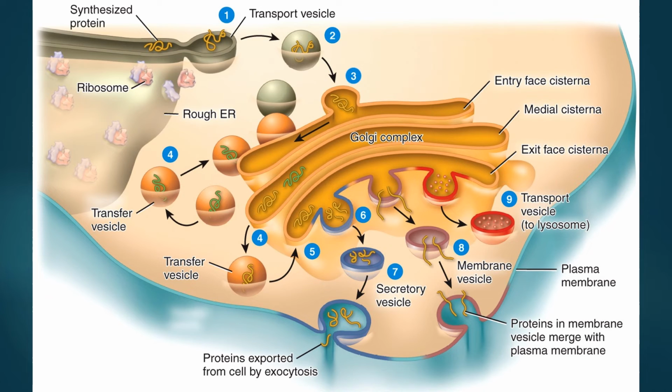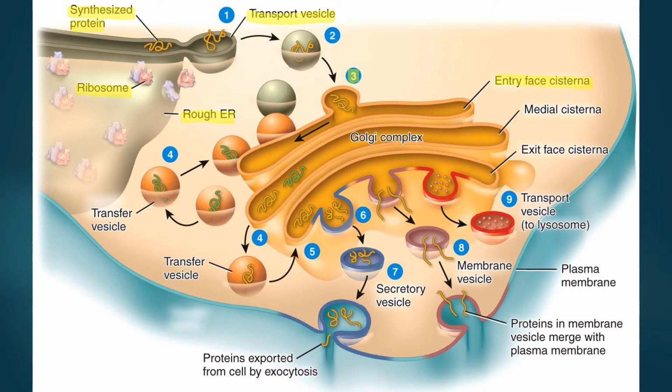So here we can see the Golgi complex in a little bit more detail. We can see here the rough ER on the left side with the ribosomes attached to that rough ER. This little orange squiggle here is a protein that's been synthesized by those rough ER ribosomes, and it gets put into a nice little transport vesicle. That transport vesicle will travel through the cytoplasm into the entry phase cisterna. So we can see number 3 here, that transport vesicle is endocytosed into the Golgi complex there.